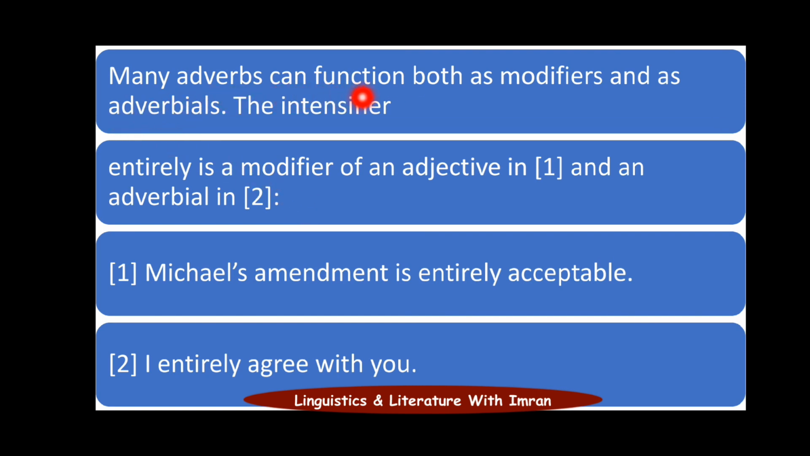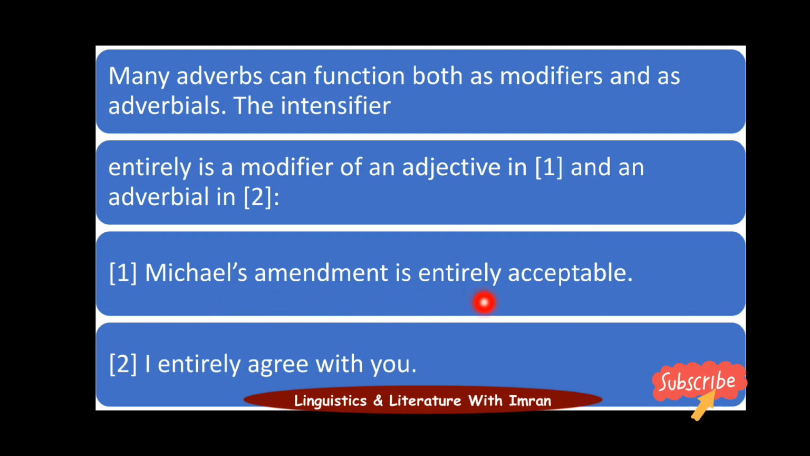Many adverbs can function both as modifier and as adverbial. For example, the intensifier entirely is a modifier of an adjective and also an adverbial. We can see that Michael's amendment is entirely acceptable. So here entirely is used as what? As a modifier of an adjective and also as an adverbial. So entirely is an adverb phrase. It is used as a modifier of acceptable and it is also used as an adverbial.